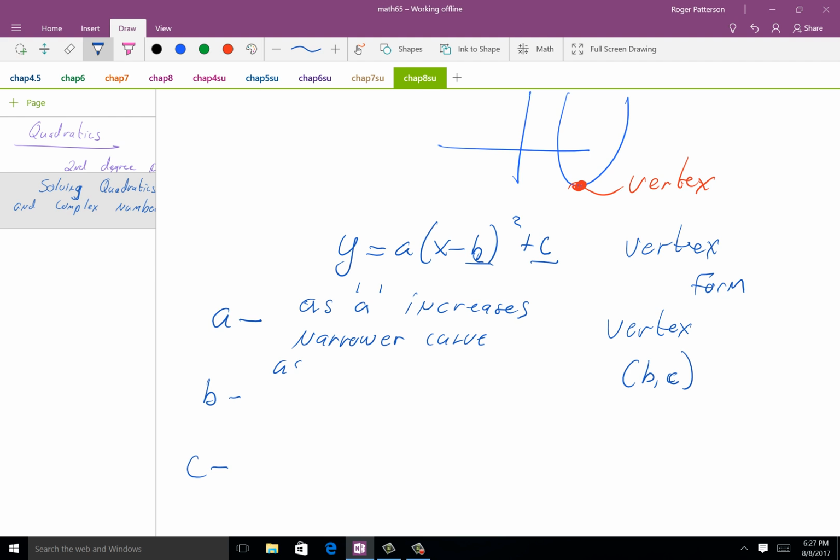All right, so as A decreases, what happens to our curve then as it gets smaller? As A decreases, what's happening? It's wider. Okay? Wider curve. And one other thing. What happens if A is less than 0? What happens to our parabola then? Flips. Good. So instead of being upright, it's down. Okay?